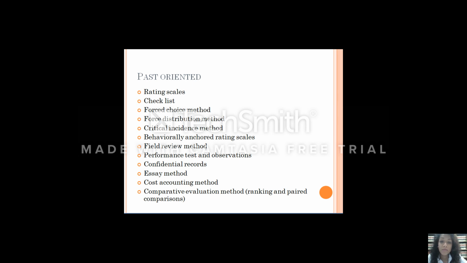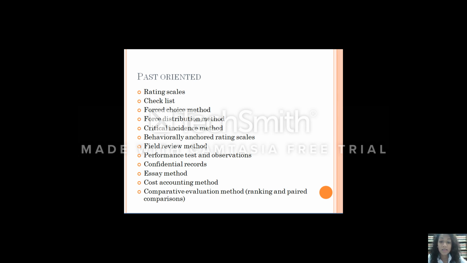The next method is performance tests and observations. This is based on a test of knowledge or skills. The test may be written or an actual presentation of the skills. The next method is confidential records, mostly used by government departments. However, its application in industry is not ruled out. The next method is the essay method.